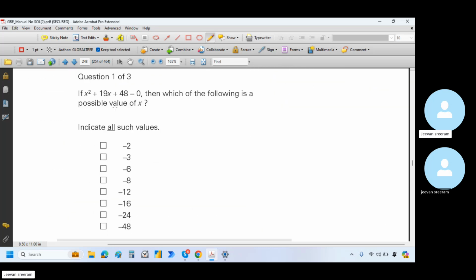We got a drill on quadratics. Which of the following is a possible value of x? x square plus 19x plus 48. Then which of the following is 48, 16 threes are, yeah, 16x plus 3x. So x plus 16, x plus 3, means minus 3 and also minus 16. The rest are wrong.